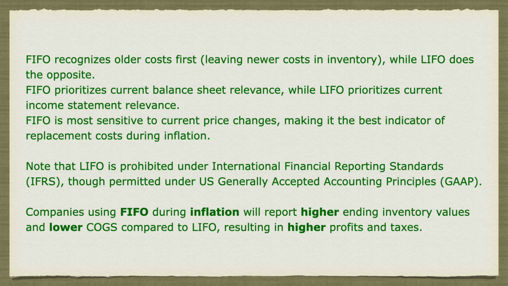FIFO recognizes older costs first, leaving newer costs in inventory, while LIFO does the opposite. FIFO prioritizes current balance sheet relevance, while LIFO prioritizes current income statement relevance. FIFO is most sensitive to current price changes, making it the best indicator of replacement costs during inflation.